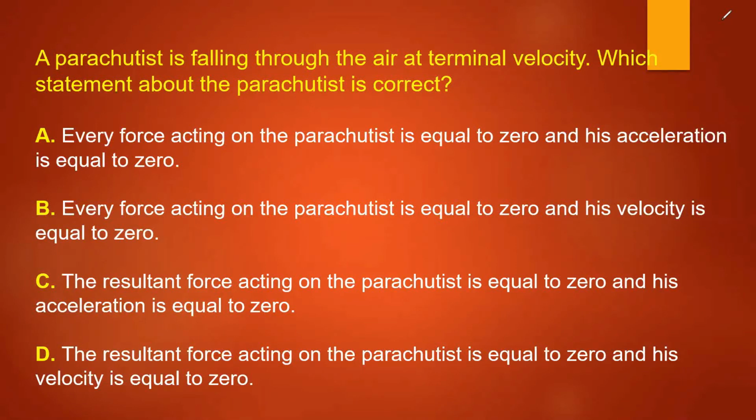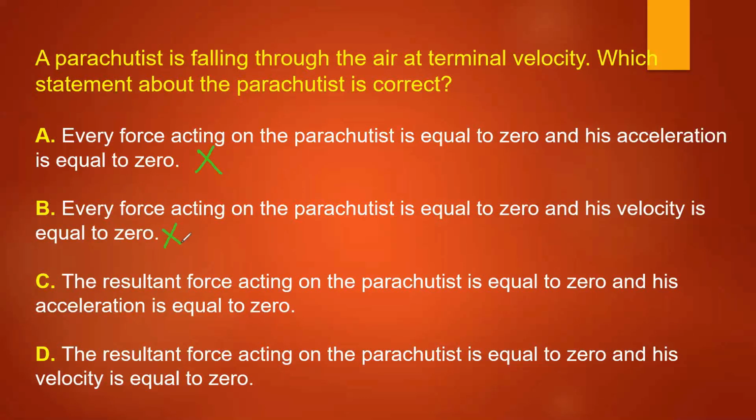So we are going to see the first option, A. Every force acting on the parachutist is equal to 0 and his acceleration is equal to 0. That's not possible. How can the forces be 0? Every force cannot be 0 because there is an upward and downward force acting. So that is incorrect. Again, in B, every force cannot be 0 and velocity, having reached terminal velocity, cannot be 0. So that's also not correct.